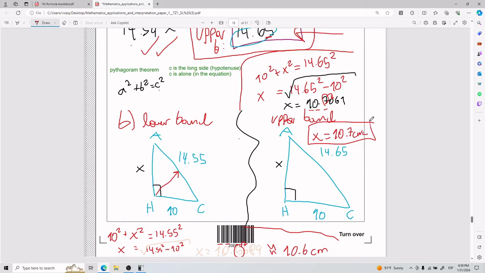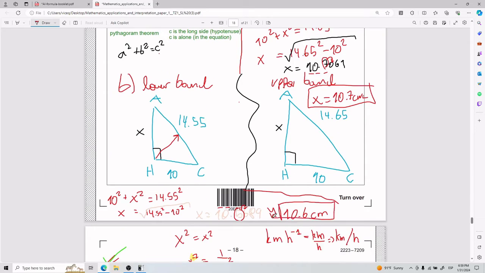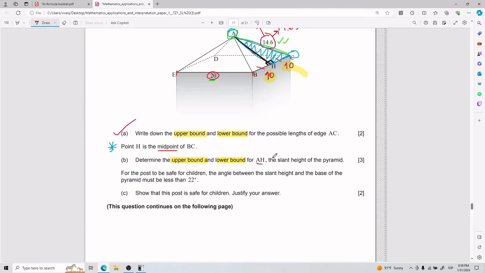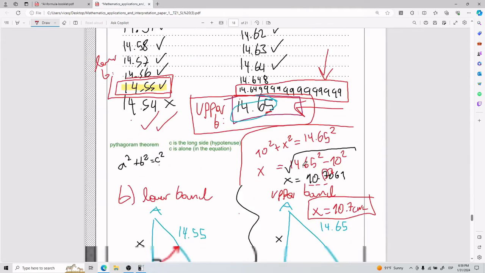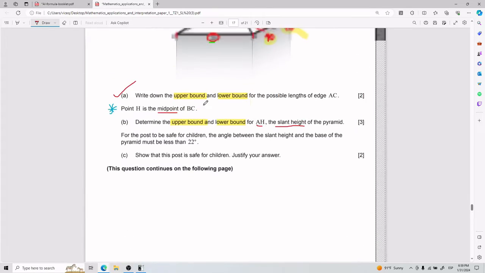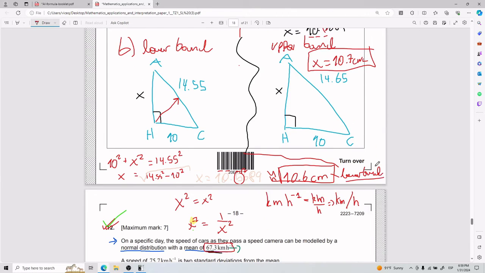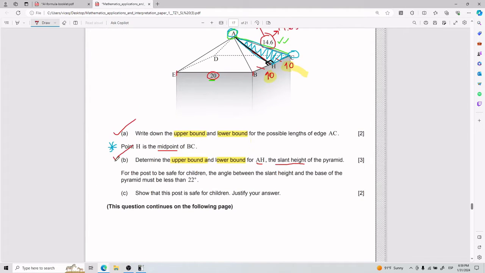So this would be the lower bound for the slant height of the pyramid, and the upper bound would be 10.7. To be super clear, this would be the lower bound, this would be the upper bound. For what? For the slant height. All right, so that is for part B.